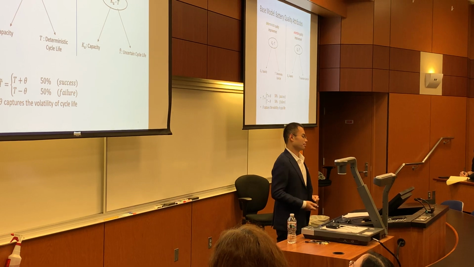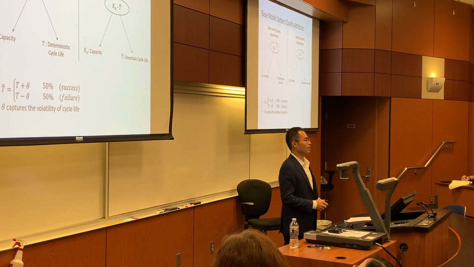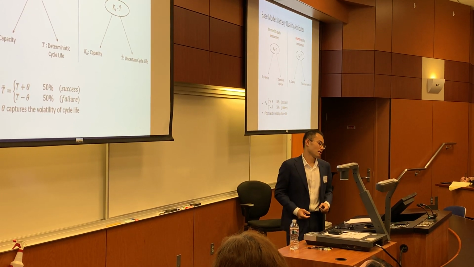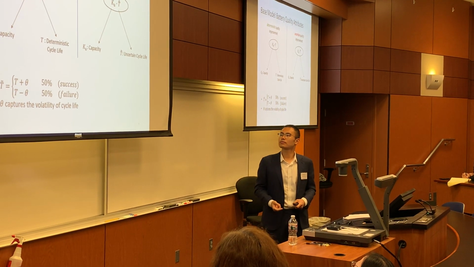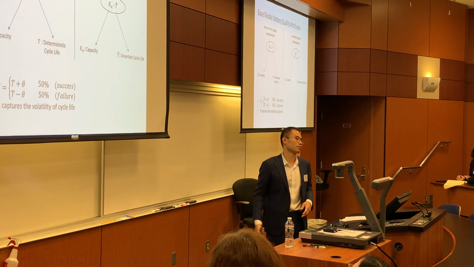So let's move on to talk about the base model. Recall, we have a product that has two quality attributes. One is called the capacity, which is a decision variable for the firm. The second one is captured by T. It's called the cycle life.